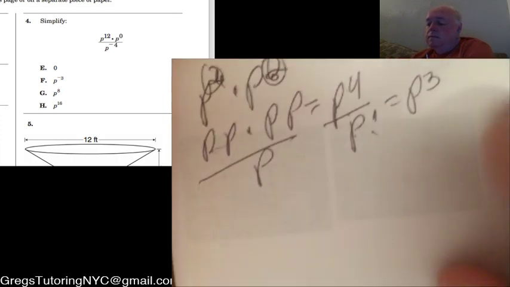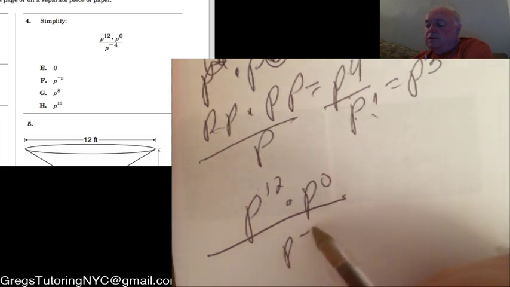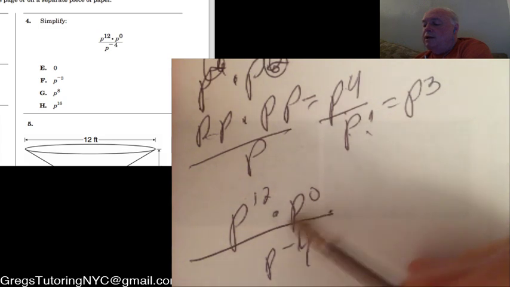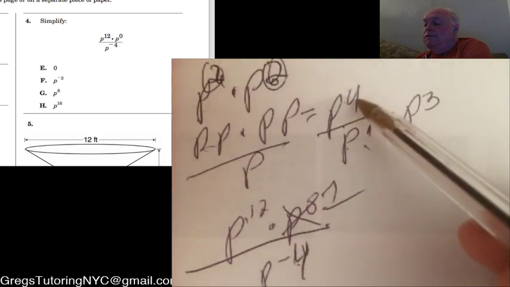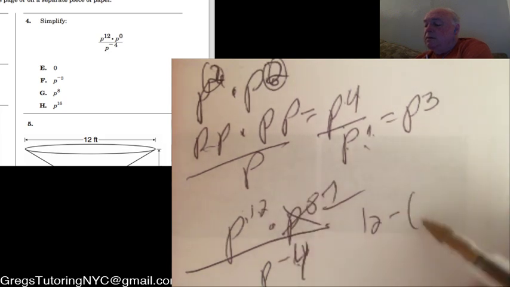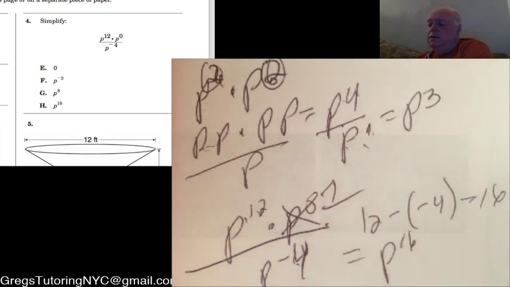Okay? So if we come to P to the 12 times P to the 0 over P to the minus 4, there's a couple ways to approach this. One is to just say anything to the 0 power is 1. So we have P to the 12 over P to the minus 4. So up here we did 4 minus 1. So we're going to do 12 minus 4. And that's equal to 16. So the answer to this would be P to the 16th.